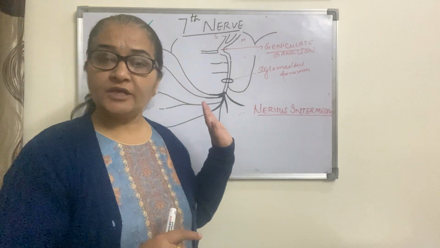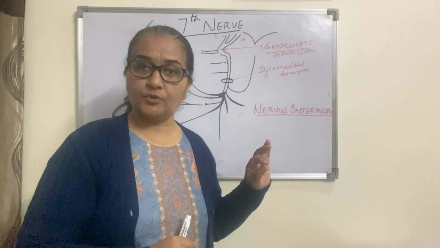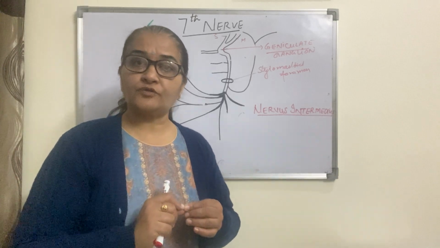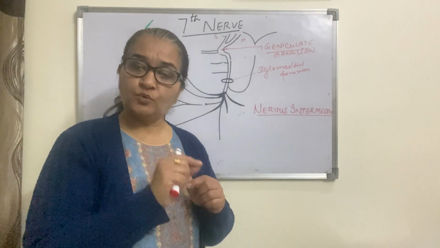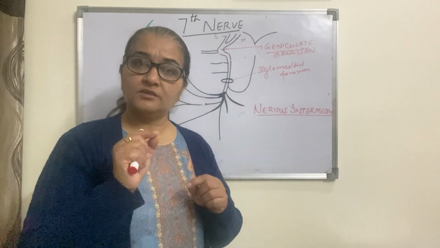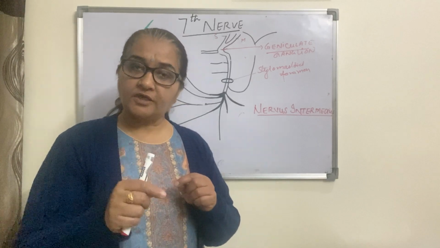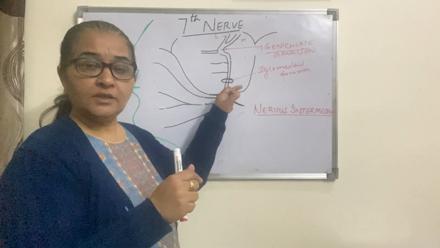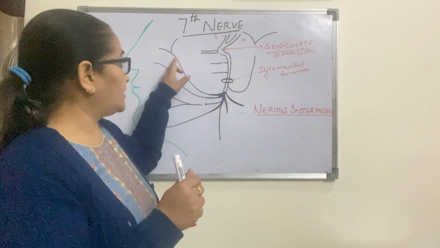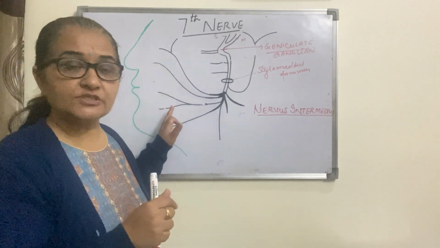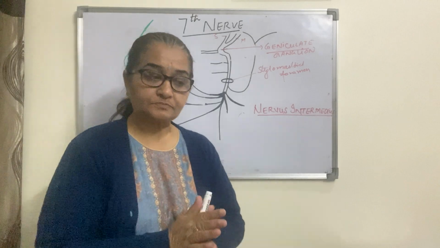Starting from the brain, the nuclei of this nerve lie in the lower part of the pons, and the leaving point of this nerve is the groove between pons and medulla. Then it moves toward the internal acoustic meatus, then traverses the petrous part of the temporal bone. It leaves the cranium through the stylomastoid foramen, enters the parotid gland, and within the parotid gland at the anterior border it gives a number of branches which supply the muscles of the face.